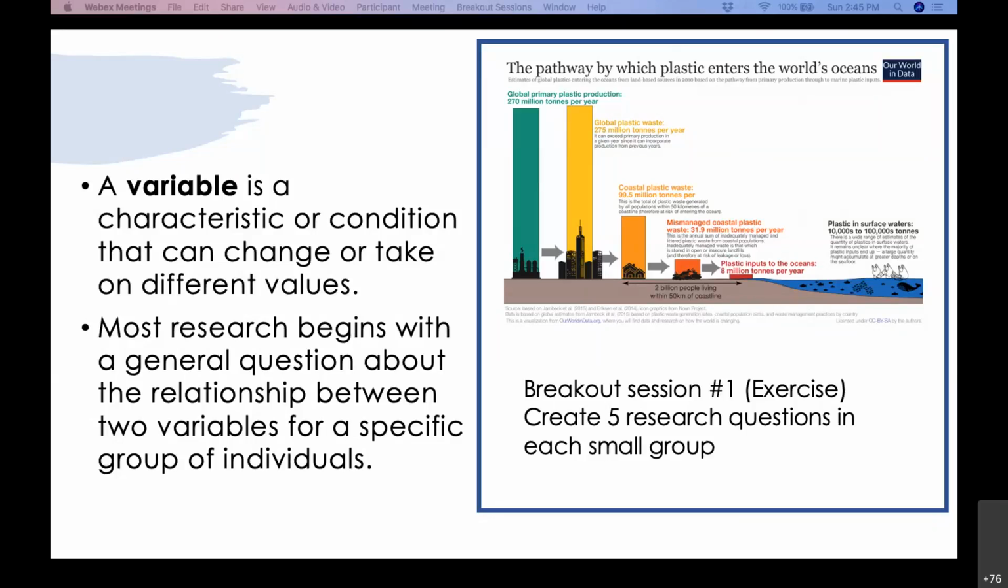Okay, so for example, from this group, I don't know how many, how microplastic affects marine life. So what are the individuals in these questions? How microplastic affects marine life? I can't see it here.